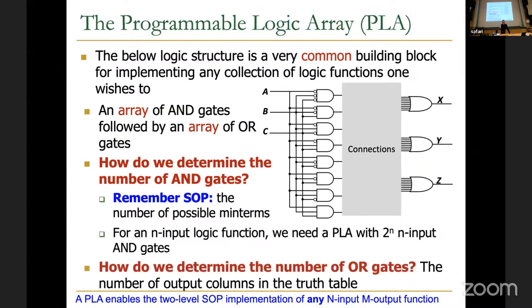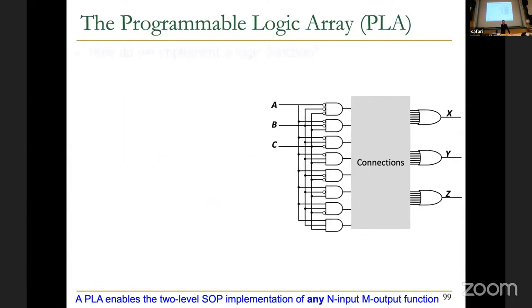How do you determine the number of OR gates? That's essentially the number of output bits. So if the function has one output bit, only one of these is enough. But if the function has 20, you need 20 of these so that you can connect any of the min terms that implement those different output bits.